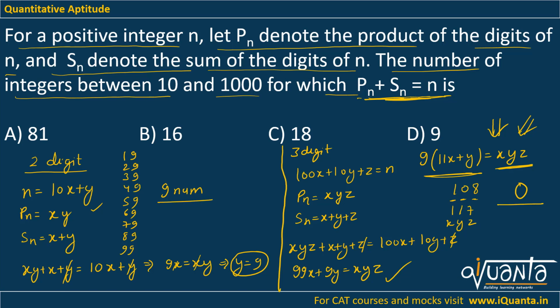So we have 9 such 2 digit numbers and 0 such 3 digit numbers. In total we will have 9 such numbers that follow this equation Pn plus Sn equal to n. So that's it. It was a past CAT question.